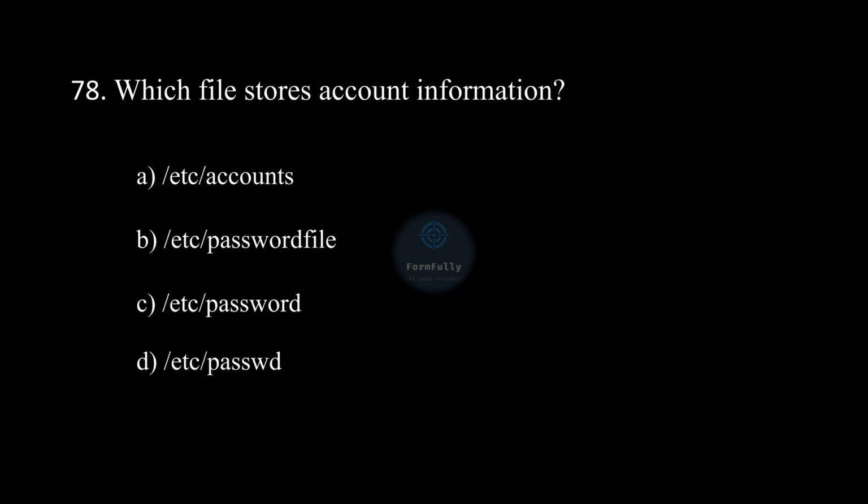Moving to next question. Which file stores account information? Options are as below. Among the given options, the option D is correct. That is /etc/passwd. This file contains essential user account information such as username, user IDs, group IDs, home directories, shell information, and many more. So correct option is D.